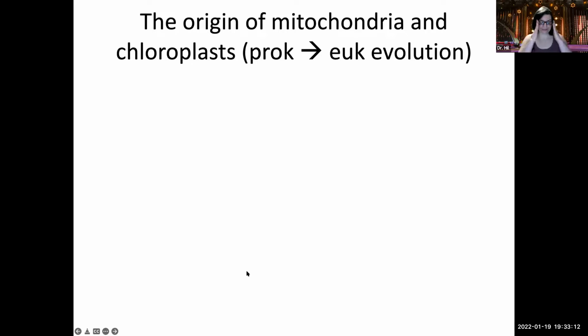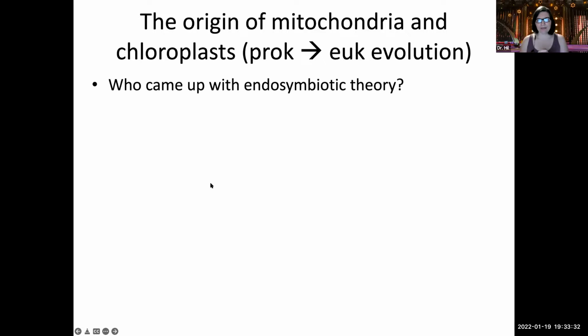Okay, now I'm going to move on to what seems like a different aspect of mitochondria and chloroplasts, but if you think about it, really isn't. This is a theory that explains the origin potentially of modern eukaryotic cells and the origin of the organelles, mitochondria, and chloroplasts. That theory is called the endosymbiotic theory. And who is the scientist who came up with it? This is a recent theory.